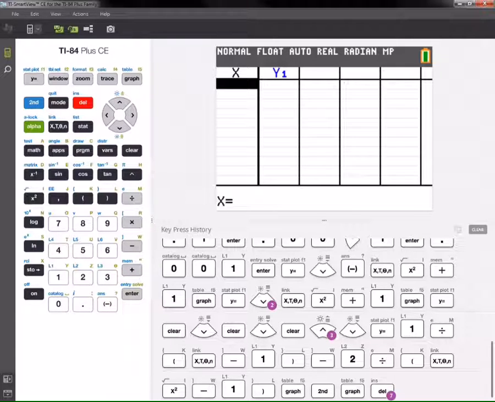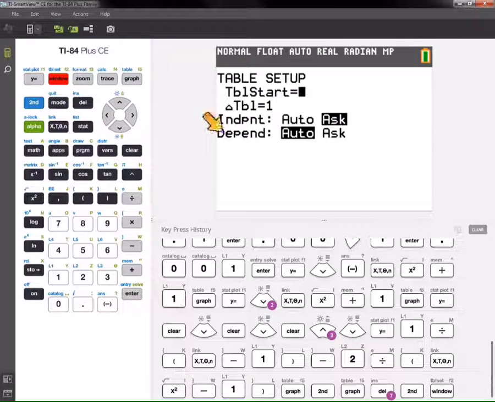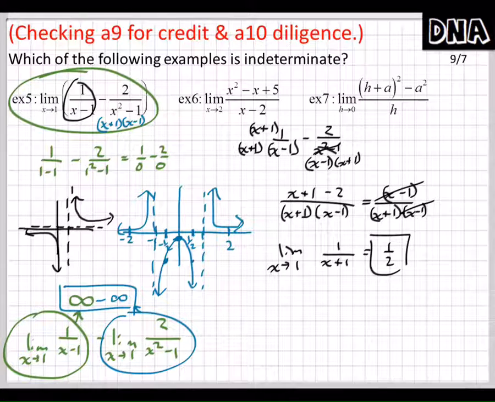Now, if you go to your table and there's already a bunch of numbers there, you need to go to second window, which is table set, and you need to tell it to ask you for the independent variable, which is the x. Independent is the x. So you tell it to ask, then you go back to your table, second graph, and then you can put in your own numbers. Now, I want to approach 1 from the left, and I want to approach 1 from the right to see if we're going to get the same answer. And what's the answer that we're looking for? We already found it. We're looking for the answer 1/2.